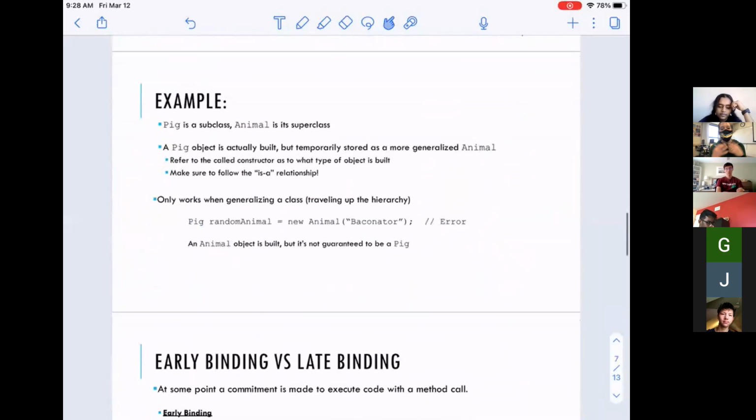All right, so this is what we worked on in our warm-up. We said that pig was a subclass, animal is a superclass. The pig object is actually built. It's stored in our generic animal reference. So we refer to the constructor to see what's built. It has to follow that is-a relationship. So again, it only works when we're being generic. If I were to try to go in reverse, this would be a big fat error because not all animals are pigs. So again, I just really want to drive that home.